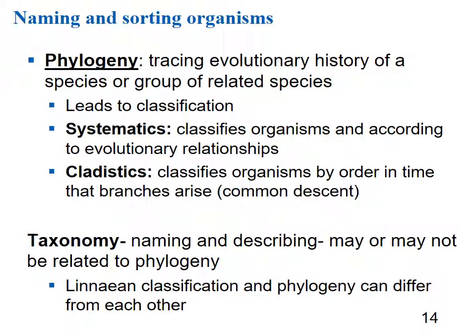But anyhow, phylogeny can lead to classification. Systematics is going to classify organisms according to evolutionary relationships, and cladistics is looking more at order and time that the branches arise. So these kind of all go together, but they're all a little bit different. On your exam, I'm not going to try and trip you up on these terms.